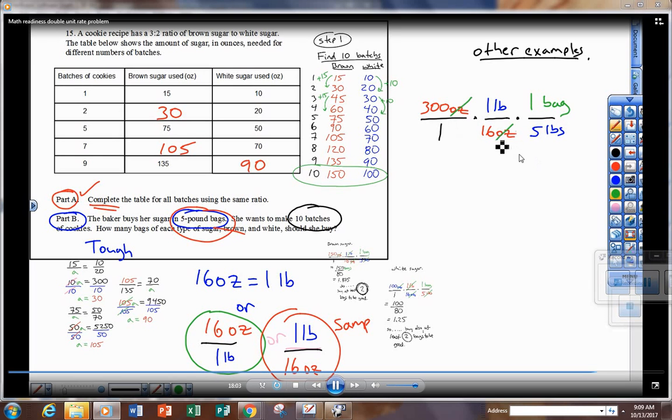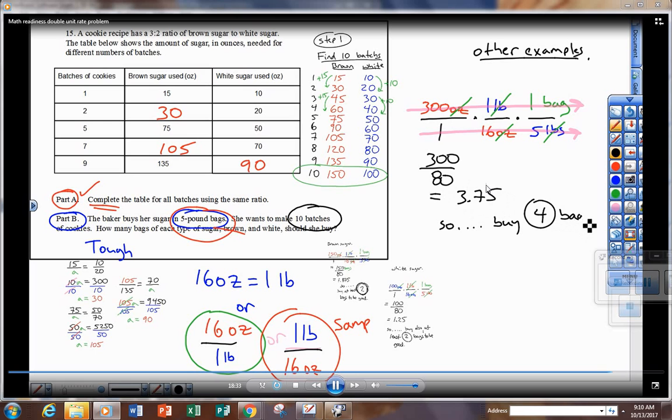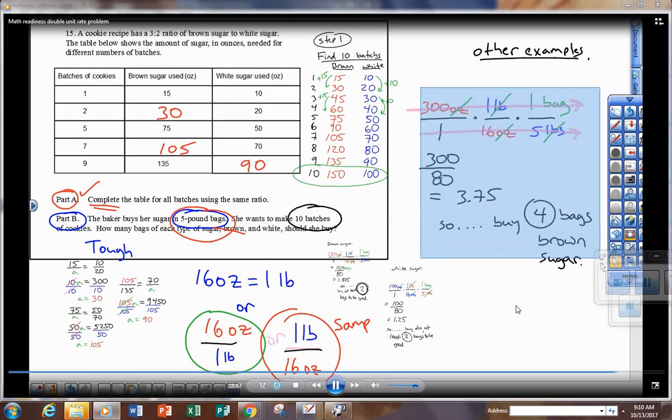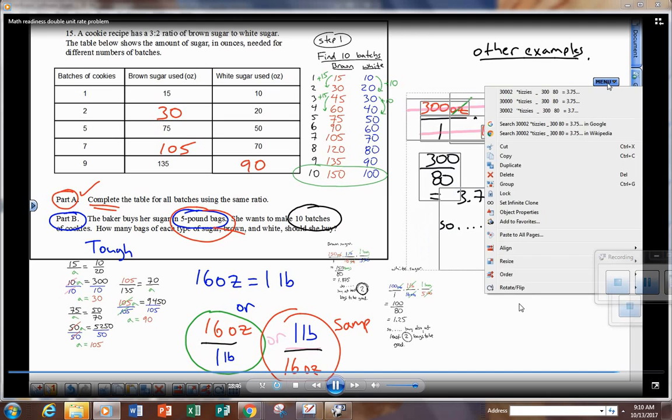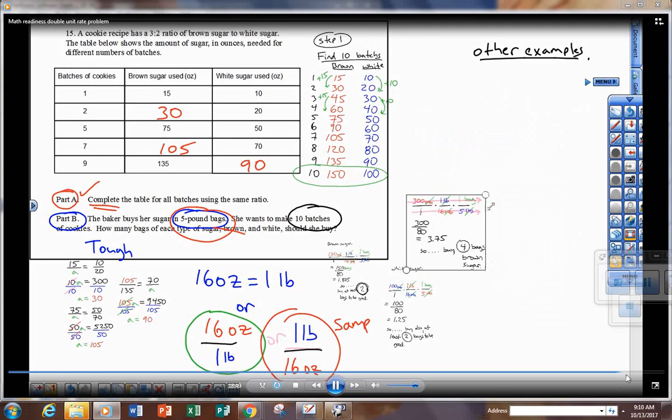I'm going to cross off my ounce units, cross off my pound units, and multiply straight across with my calculator. 300 times 1 times 1 is 300. 1 times 16 times 5 gives me 80 on the bottom. So I get 300 divided by 80, which is 3.75. That shows me I need to buy 4 bags total to cover the amount of sugar I need. I wouldn't want to buy 3, I would be short. They're not going to sell me 3/4 of a bag. They're going to sell me whole bags, so I need at least 4 bags of this brown sugar for 10 batches.